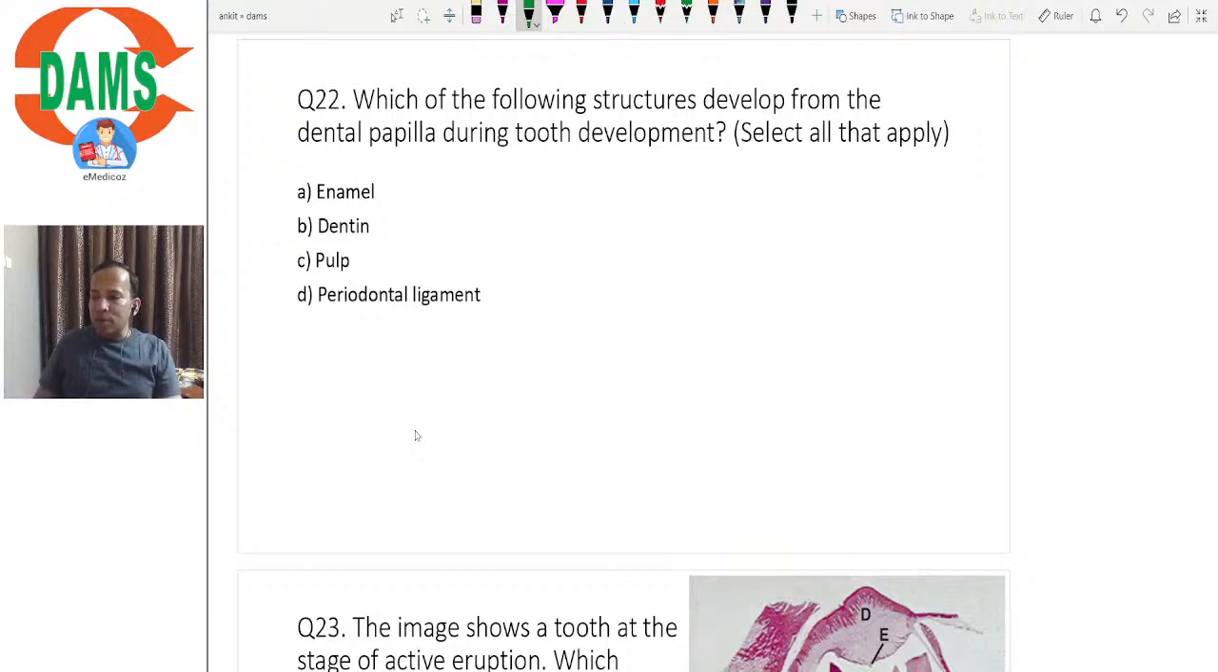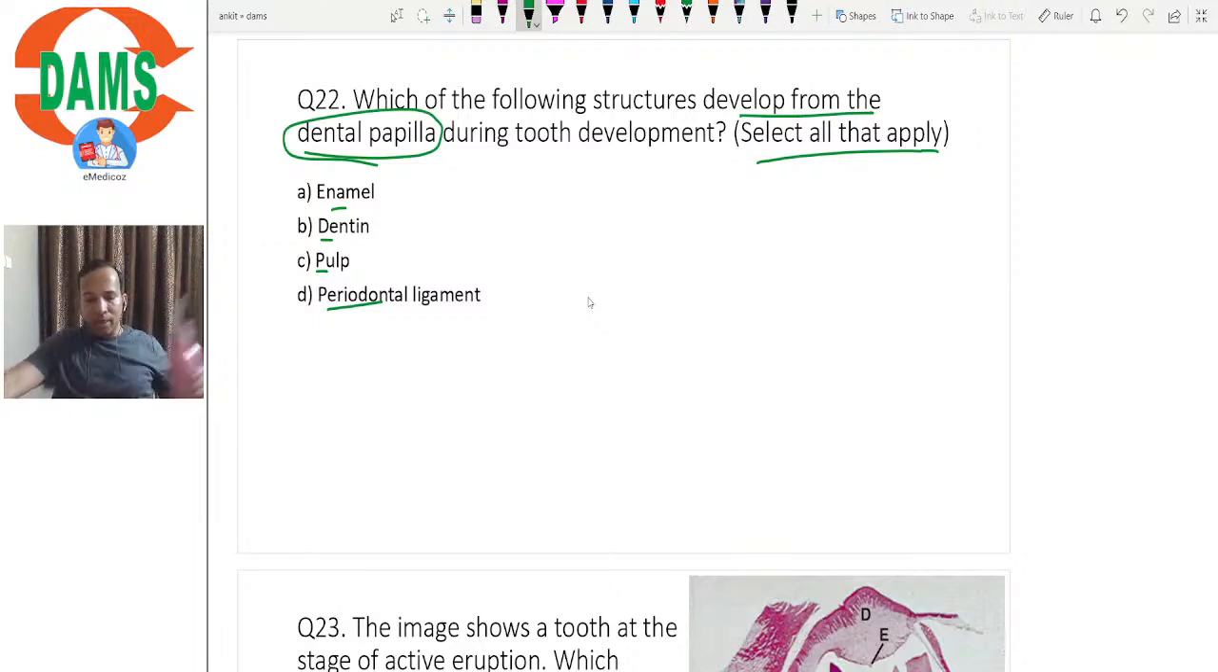Which of the following structures develop from the dental papilla during tooth development? So again we have a select all that apply. So there may be one or more options correct, right? What structures develop from the dental papilla? Options are enamel, dentine, pulp and PDL. So which of these do you think develop from dental papilla? Is it enamel, dentine, pulp or PDL?